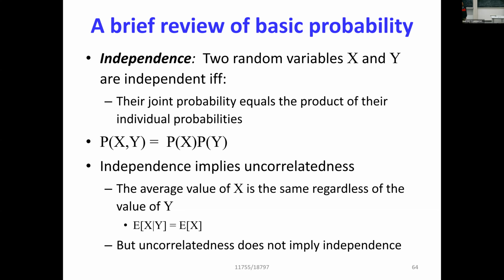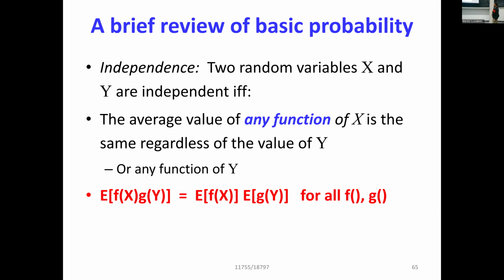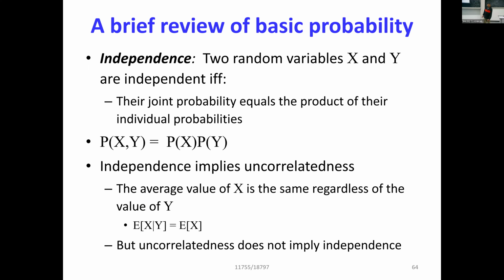Uncorrelatedness doesn't imply independence. If the two are independent, then knowing X doesn't tell me anything about Y, let alone its average value. On the other hand, not knowing anything about the average value doesn't mean I don't know anything. So let's see some examples. Before that, here are other ways of quantifying it. How do I know that two variables X and Y are independent?